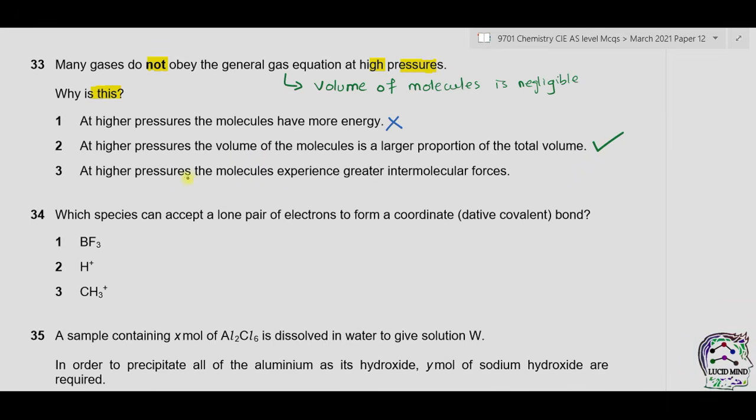Third one, at higher pressure, the molecules experience greater intermolecular forces. Also, we know that according to ideal gas equation, there are no forces of attraction or repulsion between molecules. So at higher pressure, the molecules experience greater intermolecular forces because the molecules come close together and IMF is developed. So therefore, this is why gases do not obey the general gas equation. As option 2 and 3 are correct, answer is therefore C.